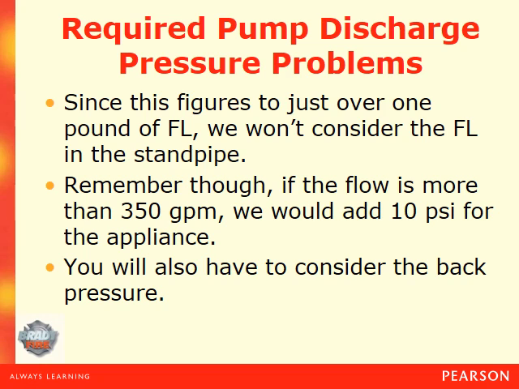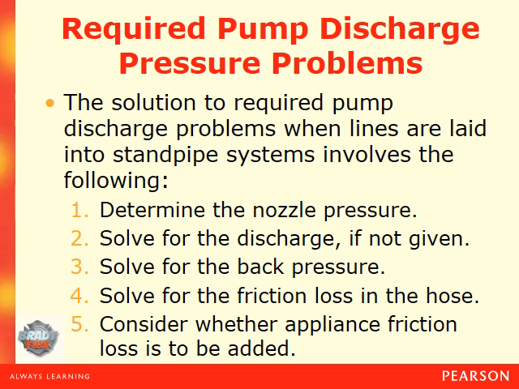Since this figures to just over 1 pound of friction loss, we won't consider the friction loss in the standpipe. Remember though, if the flow is more than 350 gallons per minute, we should at least add 10 psi for the appliance. You will also have to consider the back pressure. So even though we don't have friction loss in the standpipe, we're going to consider an appliance, so we'll need to add 10 psi because we're over 350 gallons. And of course, we've got to overcome our height problem.